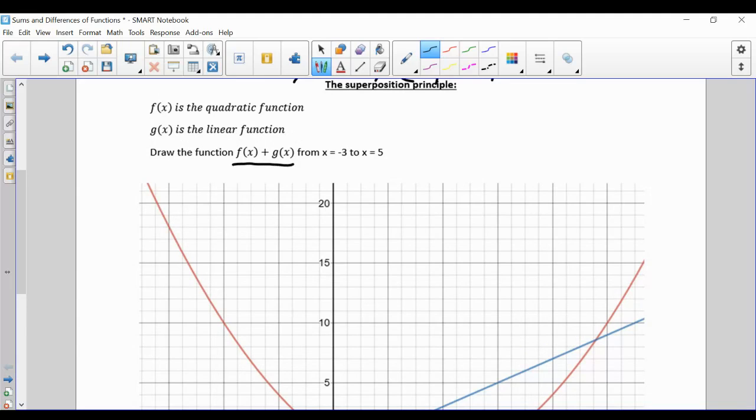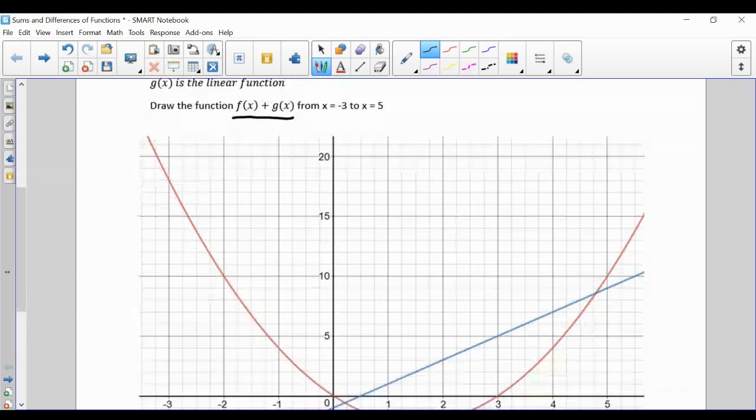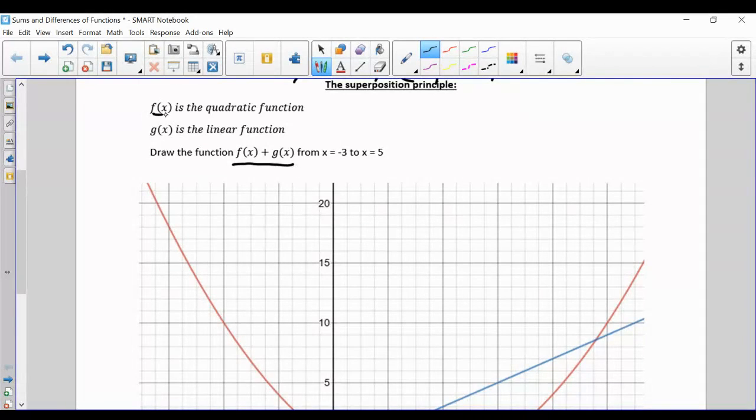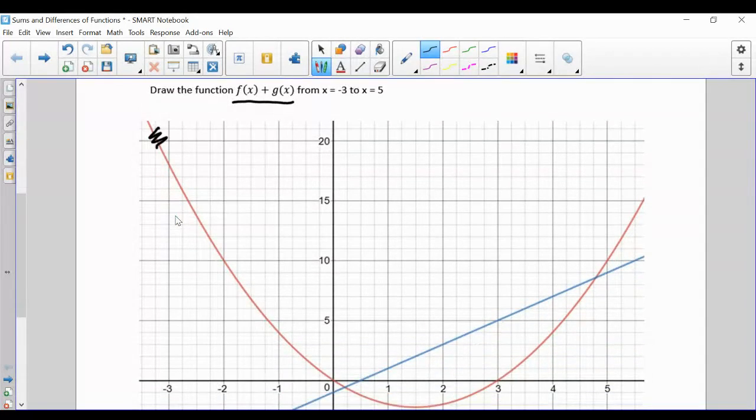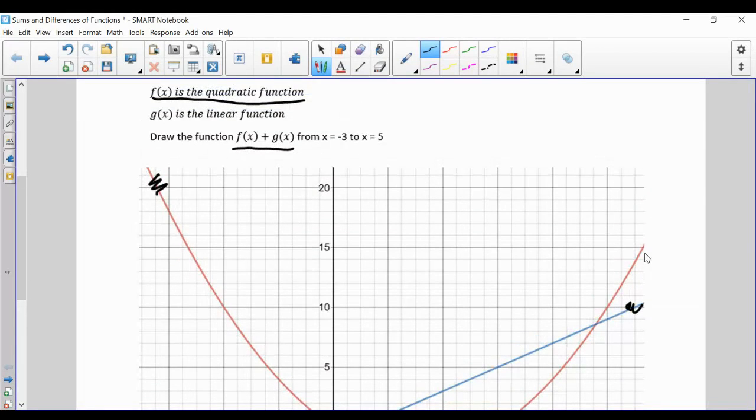Let's say that f of x is the quadratic function as it says on top there. So in this case, it's the red line. It's this line right here that is a quadratic, and the linear is the blue line. And I only want to go from minus 3 to 5 with my addition. So watch as I put the first 3 points in.